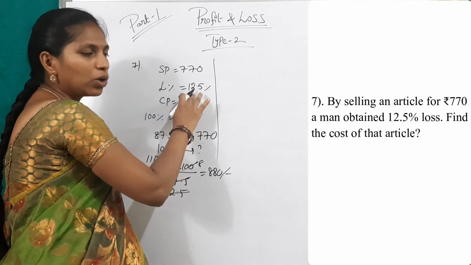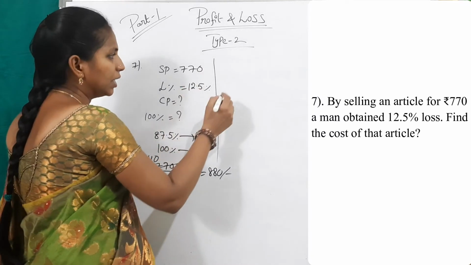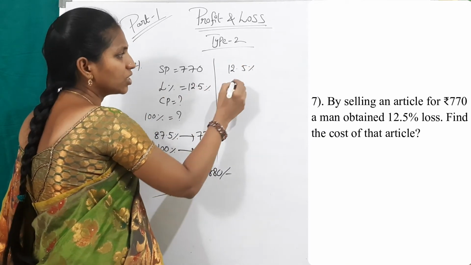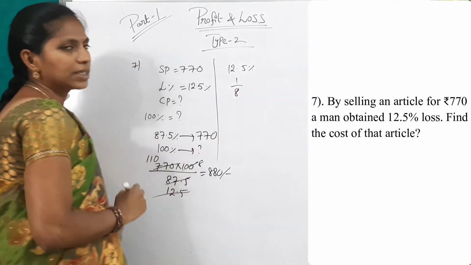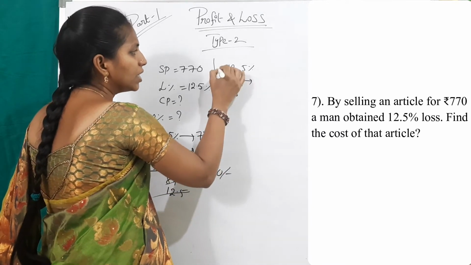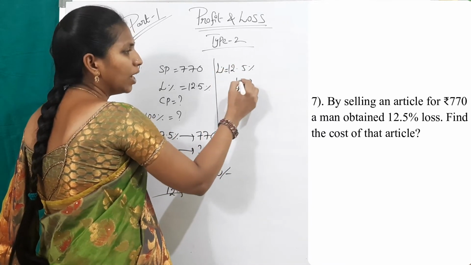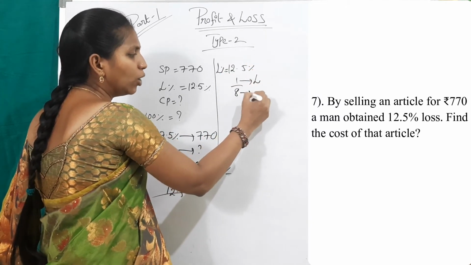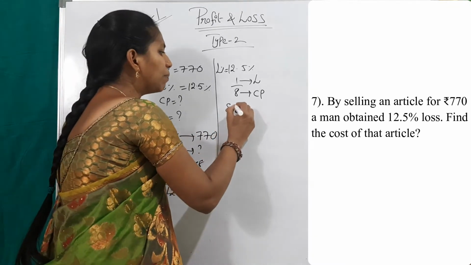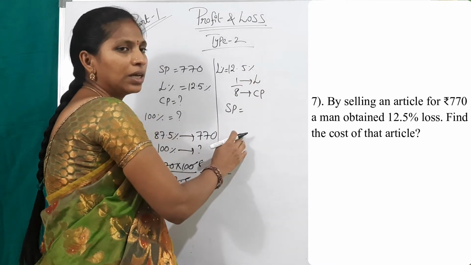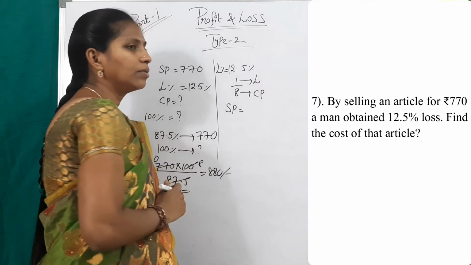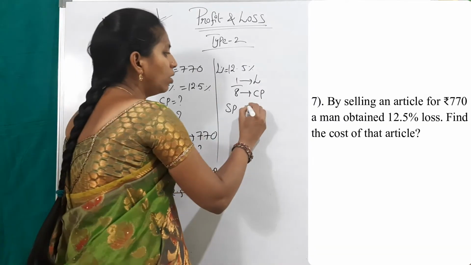Loss percentage equal to how much? 12.5%. 12.5% in the form of fractions equal to what? 1 by 8. 12.5 is 1 by 8. So here this is a loss percentage. That's why the numerator is loss and the denominator is cost price. Now what will be the selling price? Here there is a loss. So selling price equal to cost price minus loss. So 7.